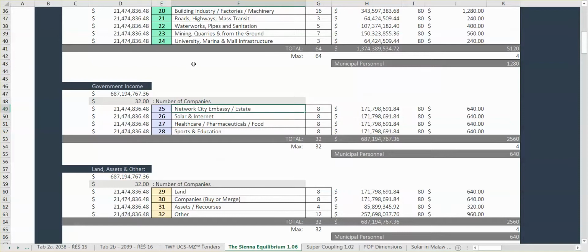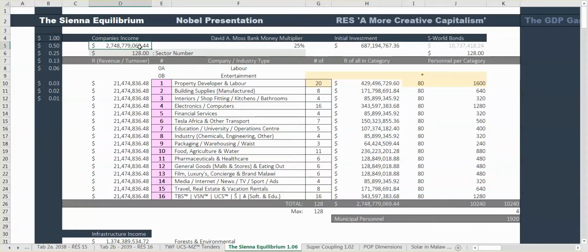The building of network cities is now something that would be done by people like the Norwegian Sovereign Wealth Fund or Harvard Equity, or the many sovereign wealth funds. Anyway, solar, more solar, healthcare, more healthcare, sports and education, and lastly, buying of land, buying of companies or merging companies that exist, buying assets and resources, and other. And that basically covers the investment in 2024, which is this figure here times 2.